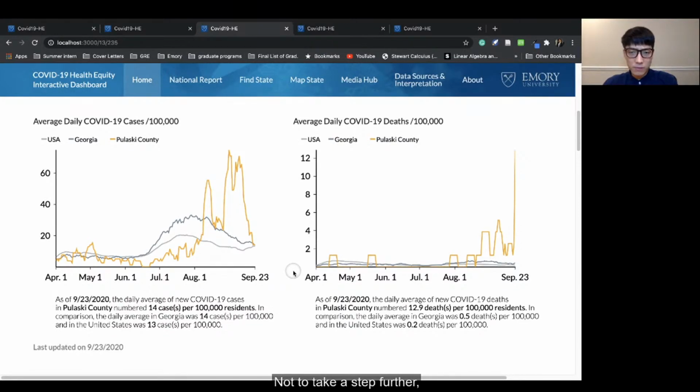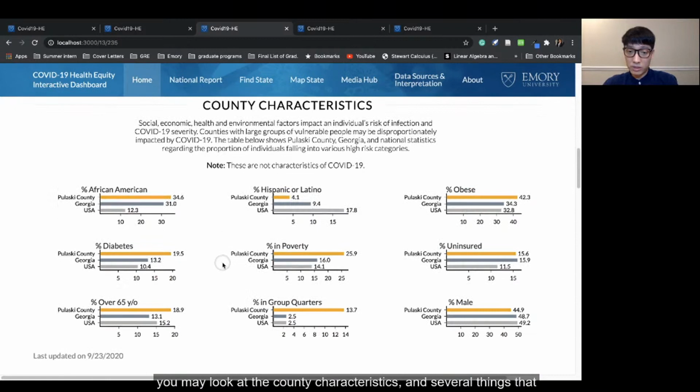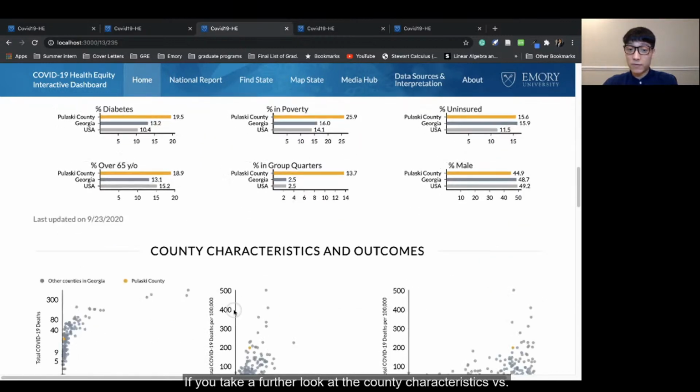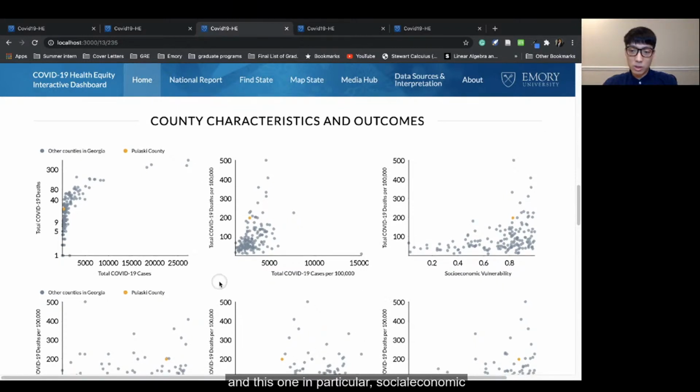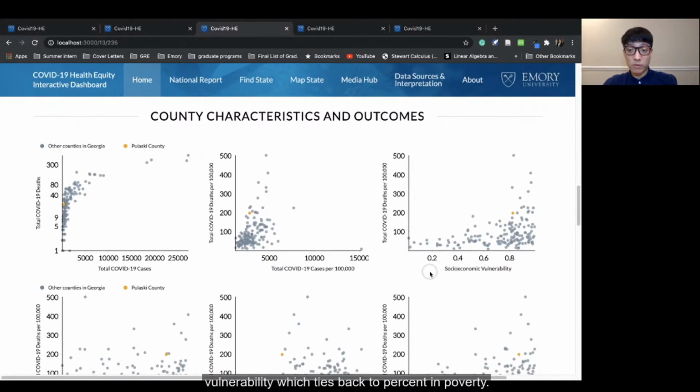Now, to take a step further, you may look at the county characteristics. Several things that stand out could be connected to the rise in cases and case fatality ratio: percent diabetes, percent poverty, and percent in group quarters. And if you take a further look at the county characteristic versus outcome relationship through scatter plots, in this one in particular, socioeconomic vulnerability, which ties back to percent poverty, you can see that Pulaski County really does lie in the higher spectrum of total COVID-19 deaths. So this allows you to take a deeper understanding of the trends in a particular county, compared and benchmarked against the rest of the state and nation.